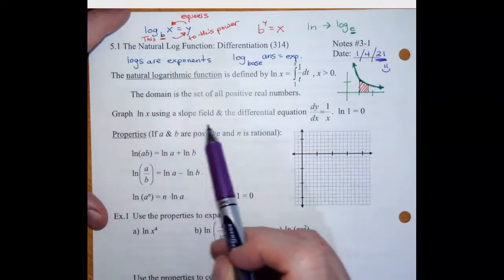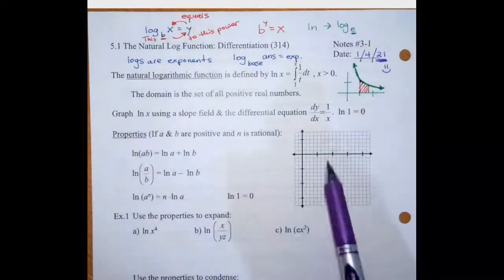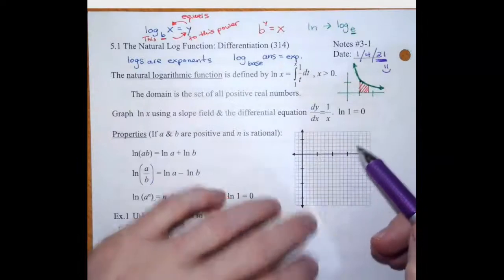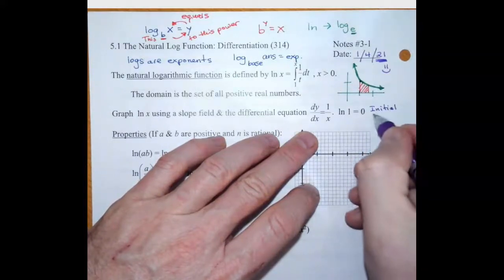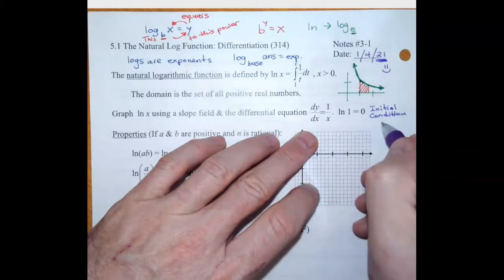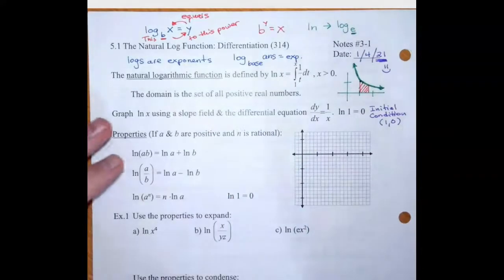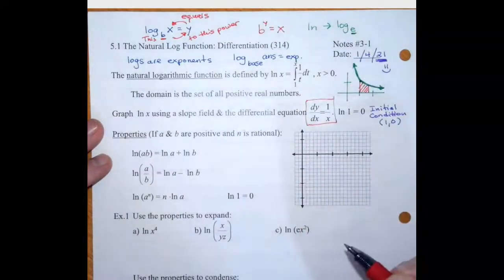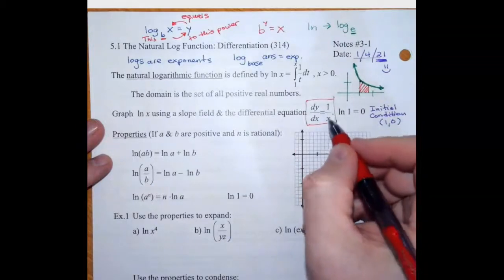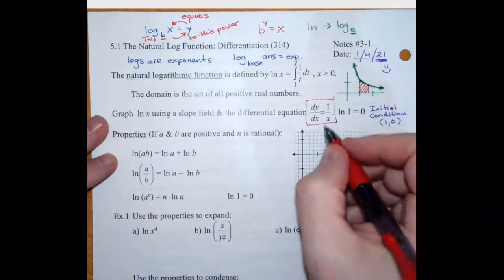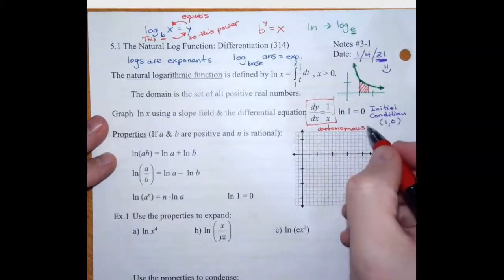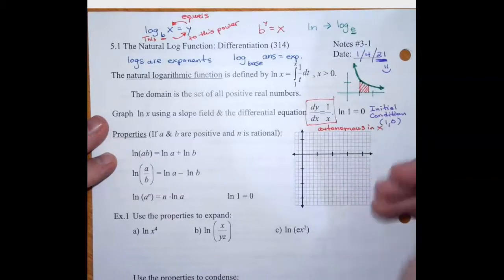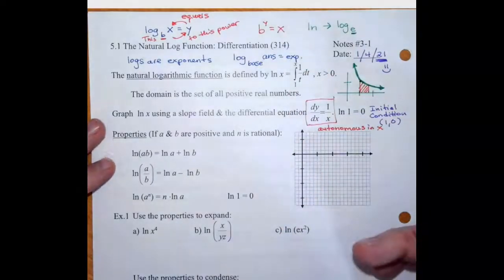If we graph the natural log using a slope field in this differential equation, they're asking us to do that right here. So this is telling us that the initial condition is 1, 0. All right, and that's our differential equation, and that's how we're going to find the slopes of our tangent lines. So this is a nice review of slope fields. There's no y here, so what that means is it's autonomous in x. That means that, remember, all the slopes will be the same vertically.